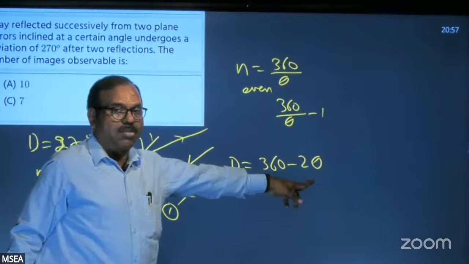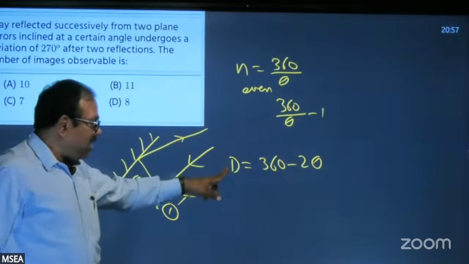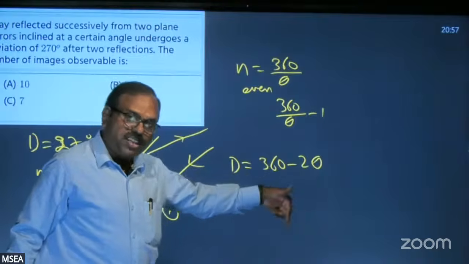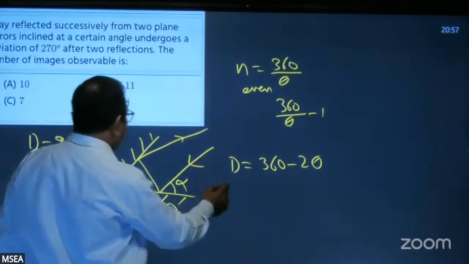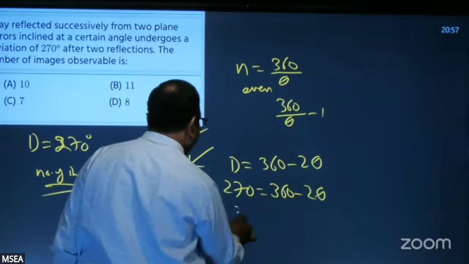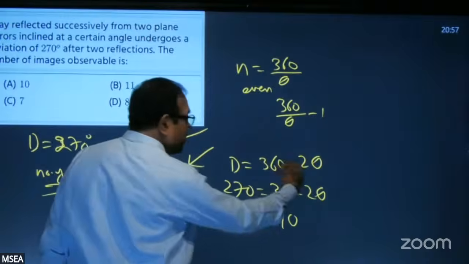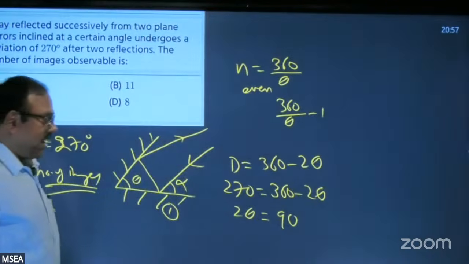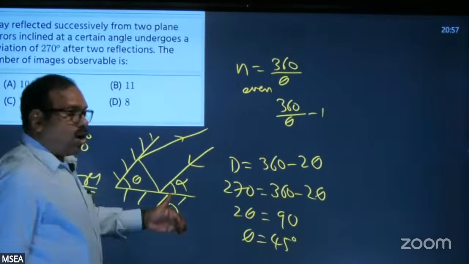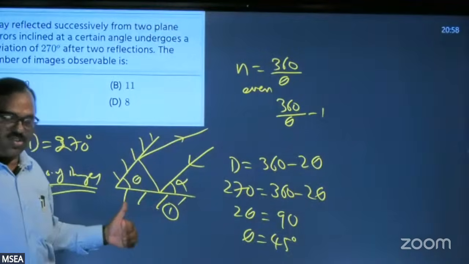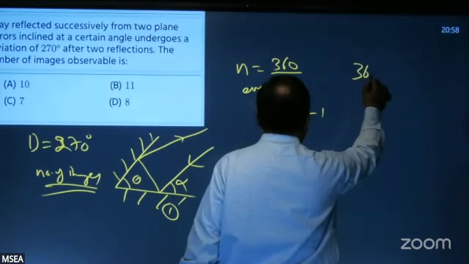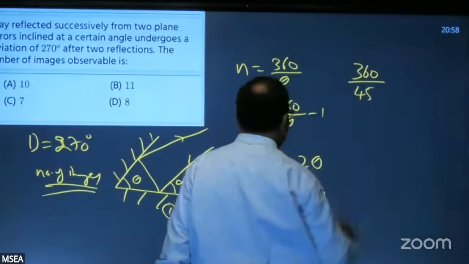First, we have to calculate the angle between the two mirrors. The deviation is given, so I can calculate the angle between the two mirrors. The deviation is given as 270, which should be equal to 360 minus 2 theta. So 2 theta is equal to 360 minus 270, which becomes 90, then theta becomes 45 degrees. Now we have the angle between the two mirrors, so the number of images is 360 by 45.